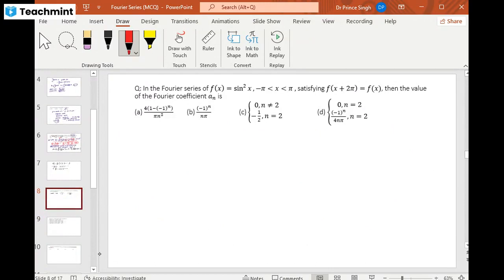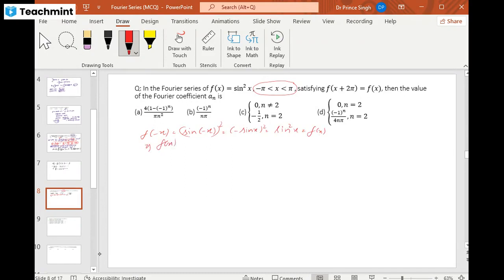In this question, we are given a function f of x is sine square x, and we want to find out the value of the Fourier coefficient a. Again the interval is minus pi to pi. Whenever the interval is given in the form of minus pi to pi, the first thing is you need to check whether your function is even or odd. We know that sine square x is an even function, but let us check here. f of minus x is equal to sine of minus x, whole square. It is minus of sine x, square. This is equal to sine square x. Obviously, this is equal to f of x. It means your function is an even function.